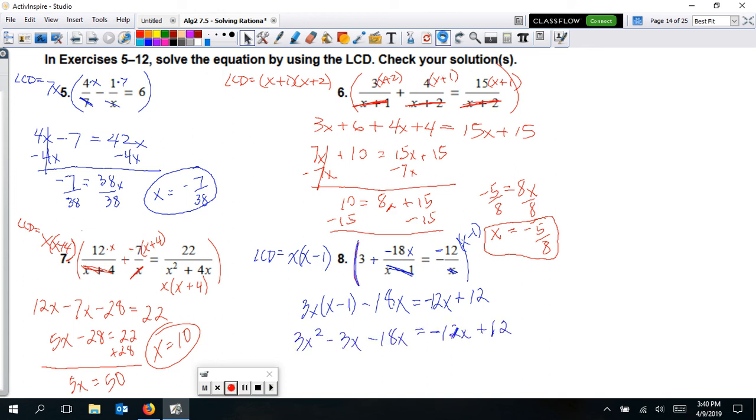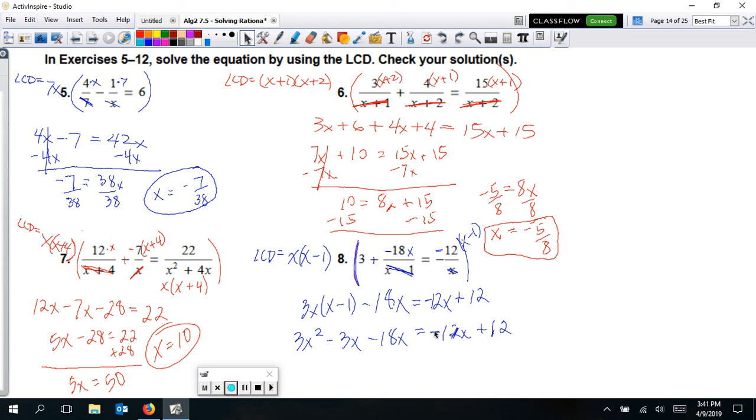So 3x times x is 3x squared. And then 3x times negative 1 is negative 3x. And then just rewrite the whole rest of the equation. So the negative 18x comes down, equals negative 12x plus 12. Alright, so what we see now is we have a quadratic equation with the x squared here. So we want to get these two terms over to this side so that way it's equal to 0. You always want, when you see an x squared, you want to always set it equal to 0 for standard form.